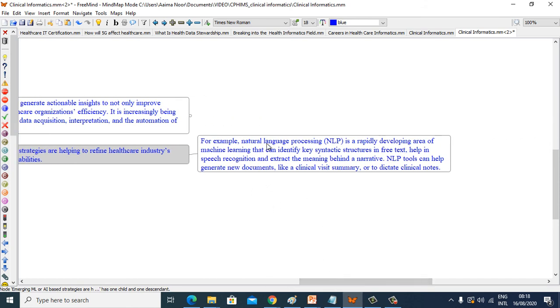For example, natural language processing (NLP) is a rapidly developing area of machine learning that can identify key syntactic structure in free text, help in speech recognition, and extract meaning behind a narrative. NLP tools can help generate new documents like a clinical visit summary or to dictate clinical notes.